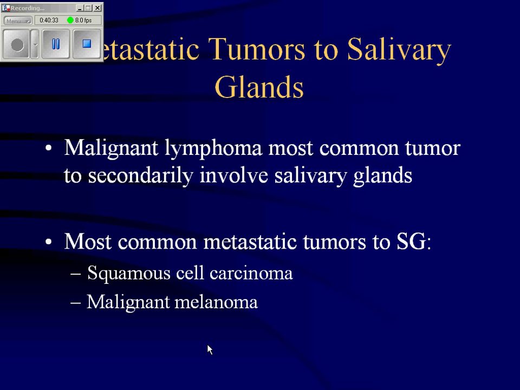Most common metastatic tumors to salivary glands are squamous cell carcinoma and malignant melanoma. Squamous cell usually arises in the tonsils or somewhere near where the salivary glands are, so often it can be involved by direct extension and mimic a salivary gland mass, or it can metastasize there from the neck nodes or somewhere else, from the larynx commonly. And then melanoma can end up anywhere, and in the salivary glands is another place.